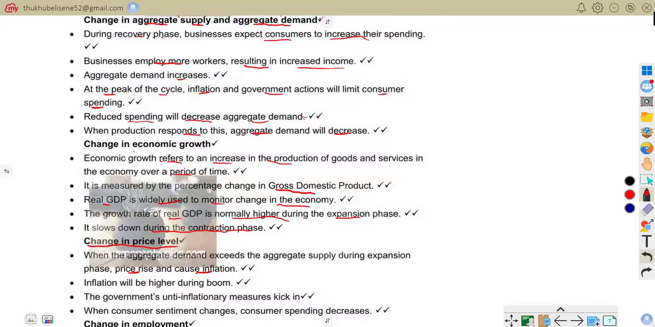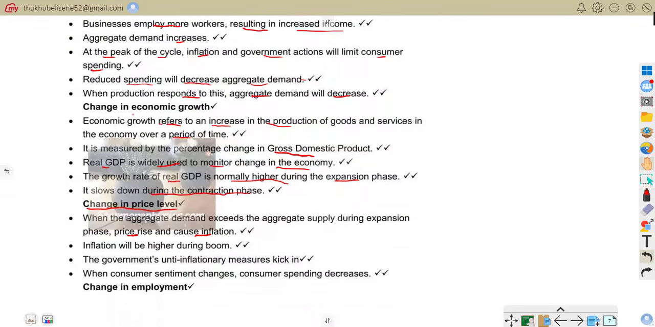So also inflation will be higher during boom. So the government's anti-inflationary measures kick in. When consumer sentiment changes, consumer spending decreases. Now we come to change in employment.